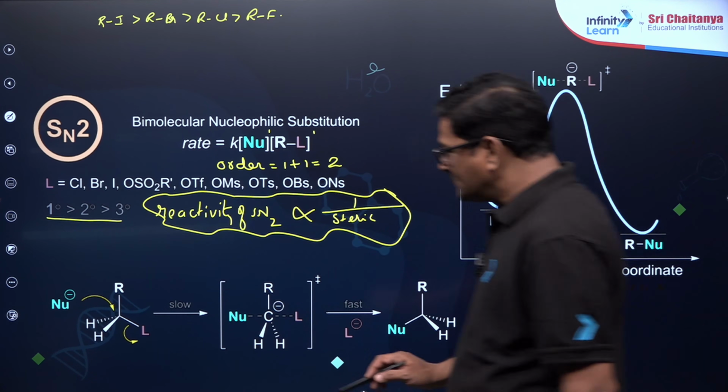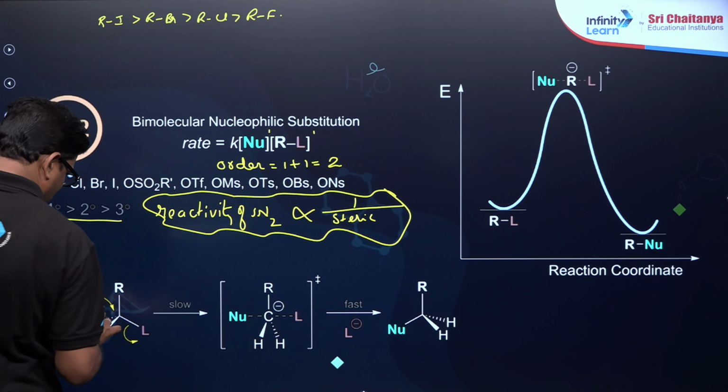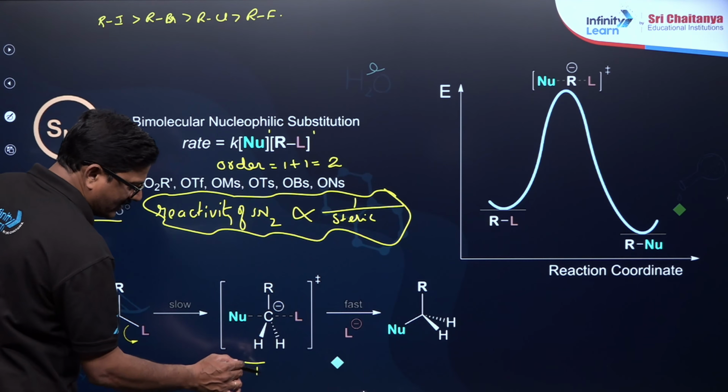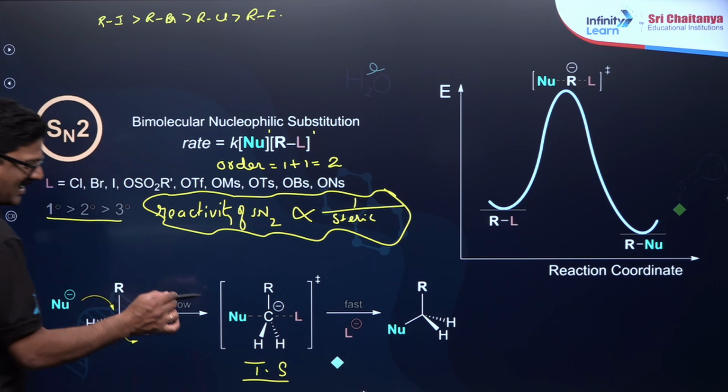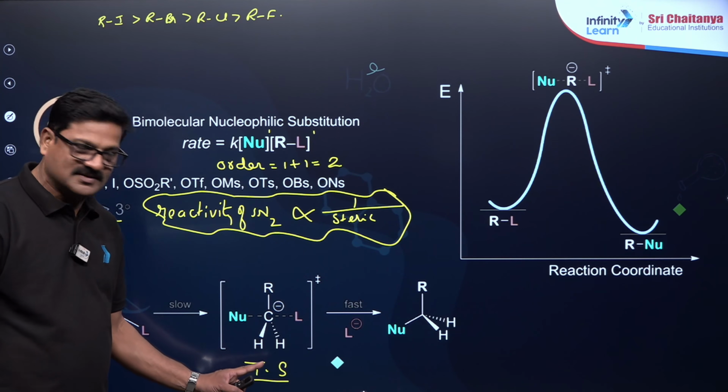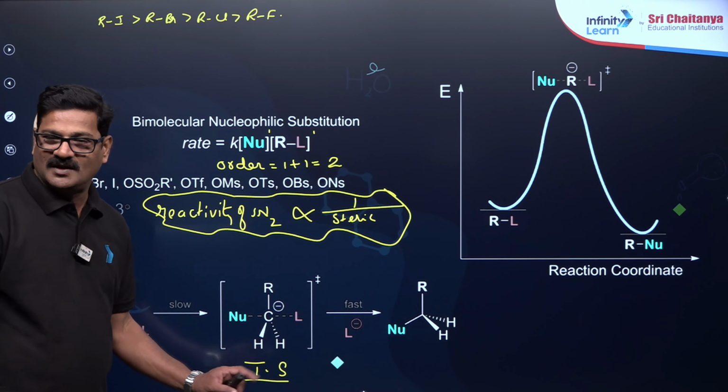When the nucleophile is trying to attack at the carbon of the positive charge, there will be a situation where old bonds are not exactly broken and new bonds are not exactly formed. That situation is called a transition state.